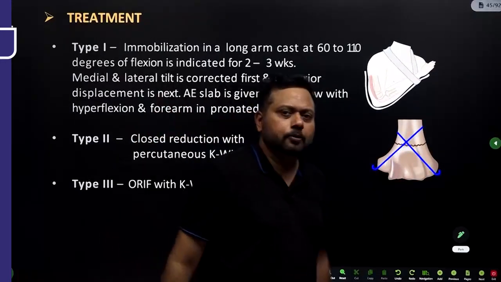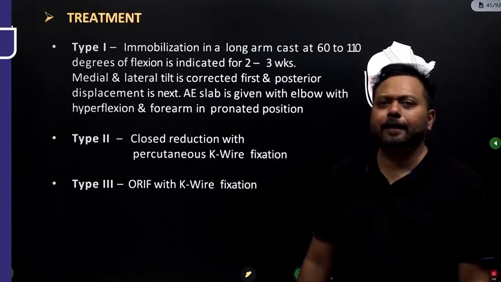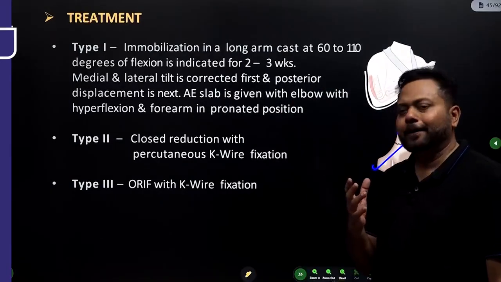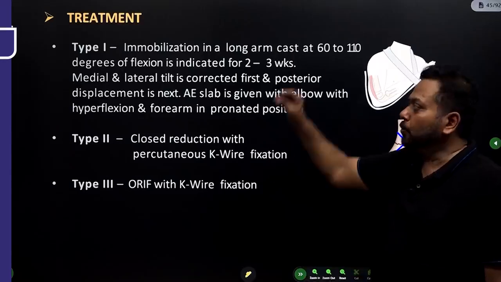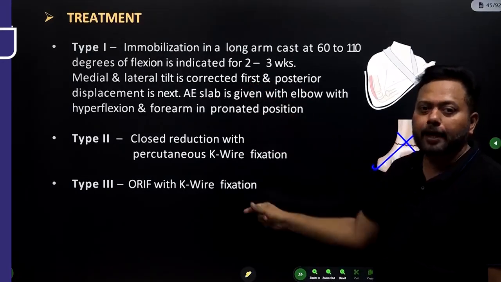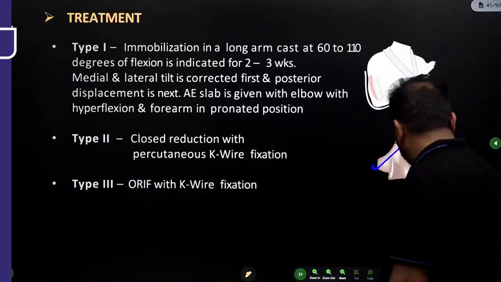Excellent result. This will unite very easily because that's a cancellous area. So, healing is very quick. Perfect anatomical reduction is what is expected. So, type 1 conservative, type 2 closed reduction internal fixation, type 3 open reduction internal fixation.